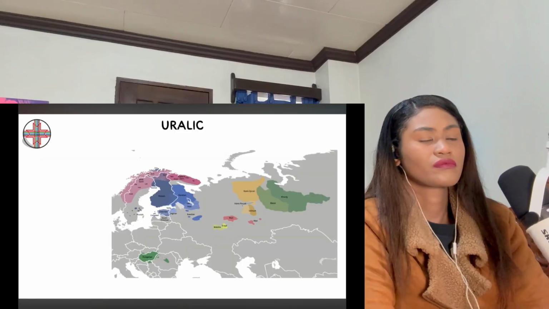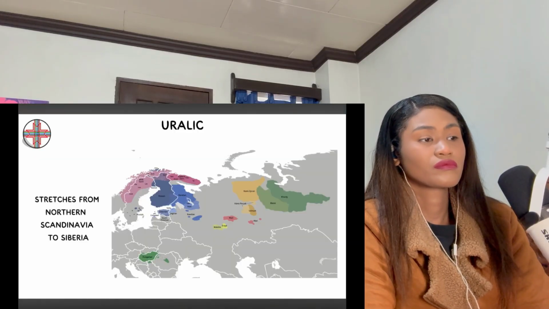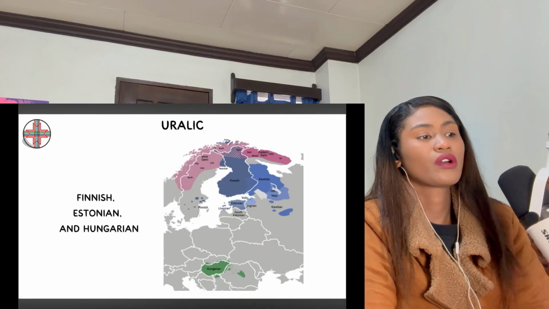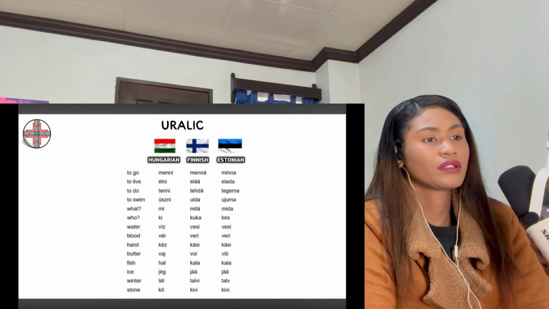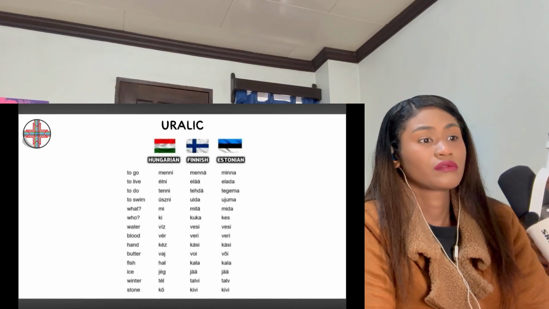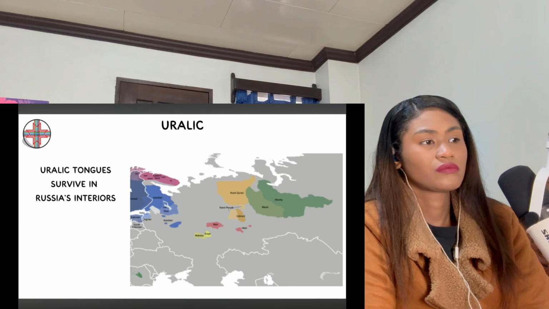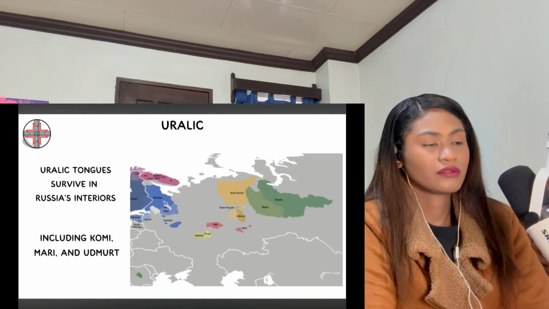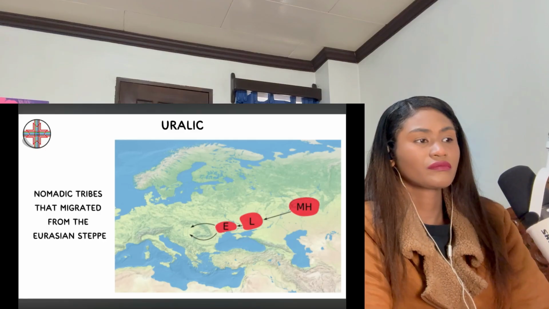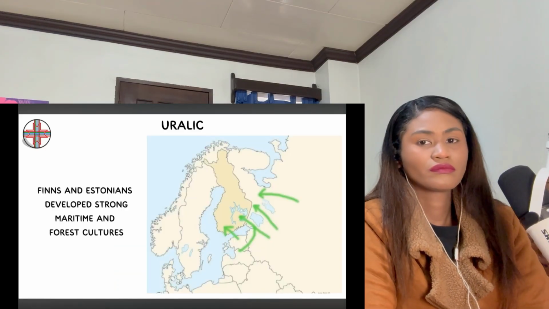Uralic. The Uralic family is unrelated to Indo-European and stretches from northern Scandinavia to Siberia. Its most notable members in Europe are Finnish, Estonian, and Hungarian. These languages are marked by complex grammar, agglutination, and vowel harmony. The smaller Sami languages are spoken across Lapland, while other Uralic tongues survive in Russia's interior, including Komi, Mari, and Udmurt. Hungarians trace their linguistic roots to nomadic tribes that migrated from the Eurasian steppe, while Finns and Estonians developed strong maritime and forest cultures.